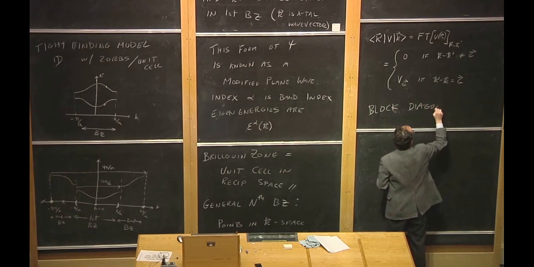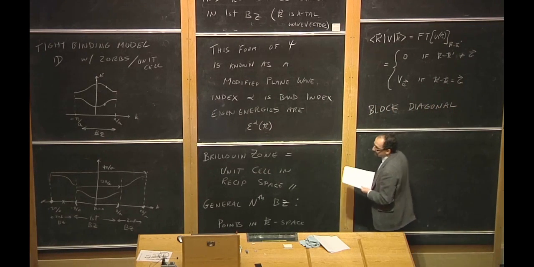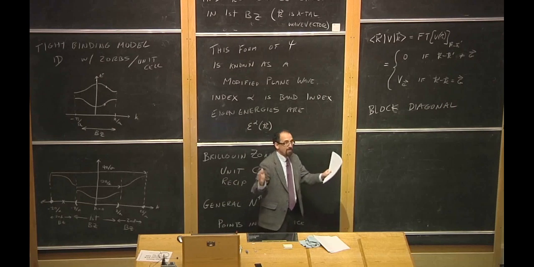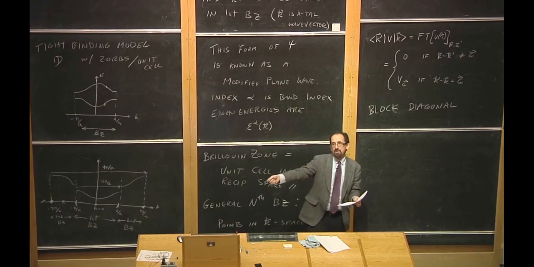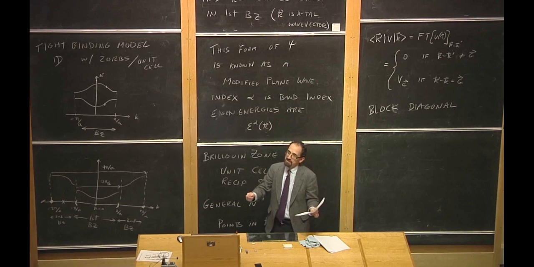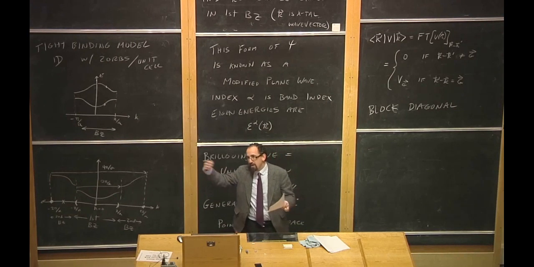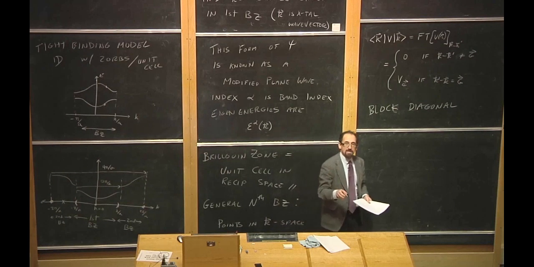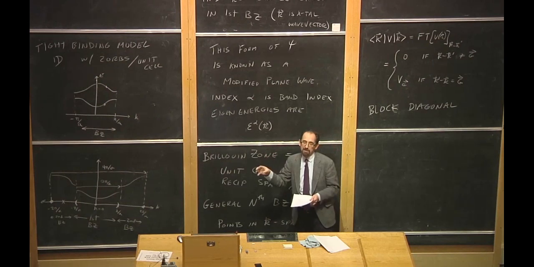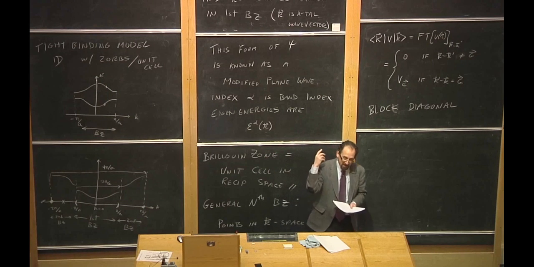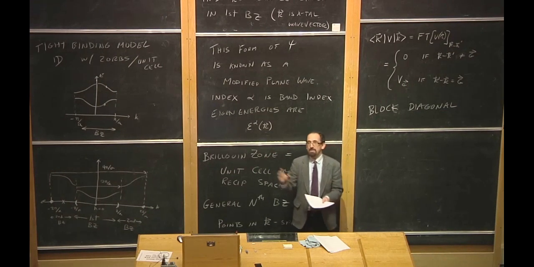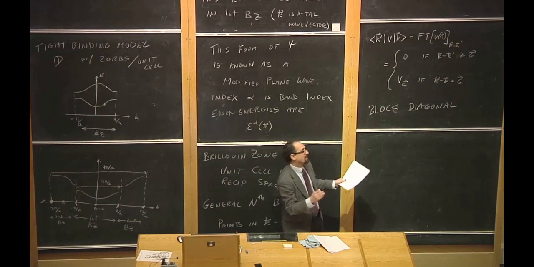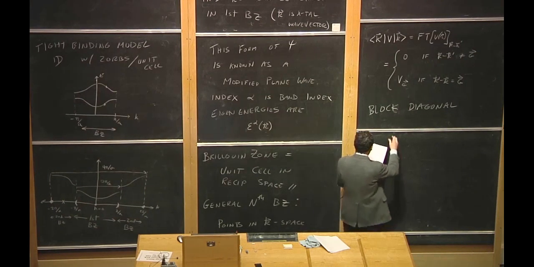And what I mean by this is that you can scatter from K to a K prime if K and K prime are separated by G. And then from K prime, you can scatter to another K double prime if those are separated by a G, and so forth. But you can never change the crystal momentum. All of the Ks that you can get to by scattering via the periodic potential differ from each other by reciprocal lattice vectors. So the Hamiltonian breaks up into these sectors, if you like.